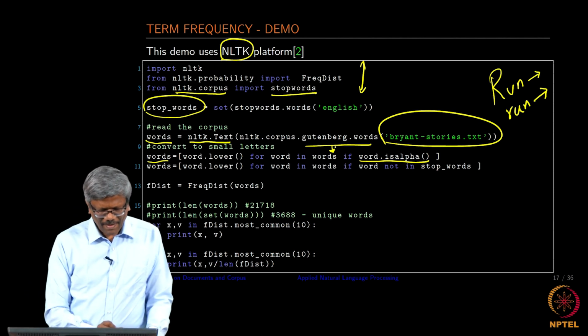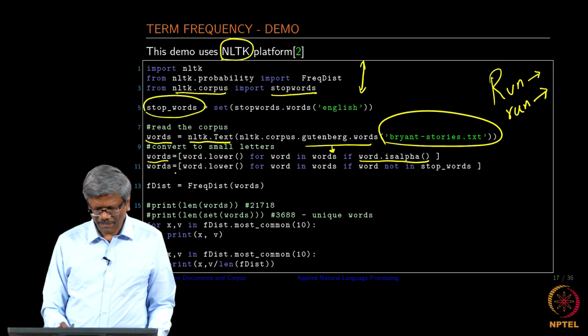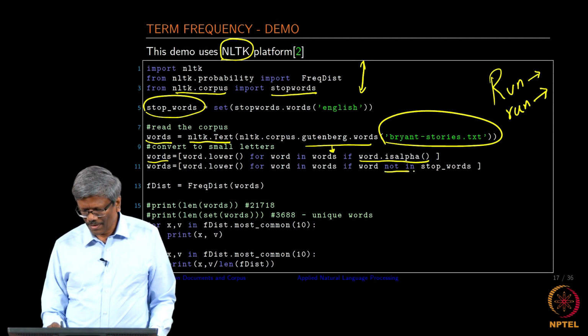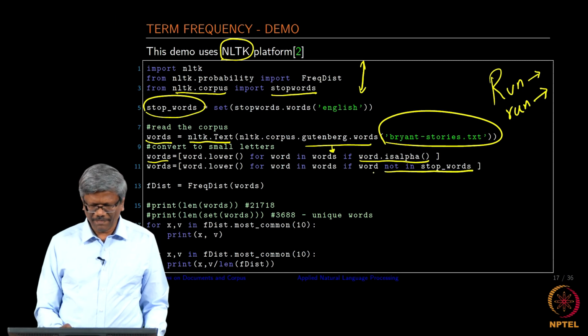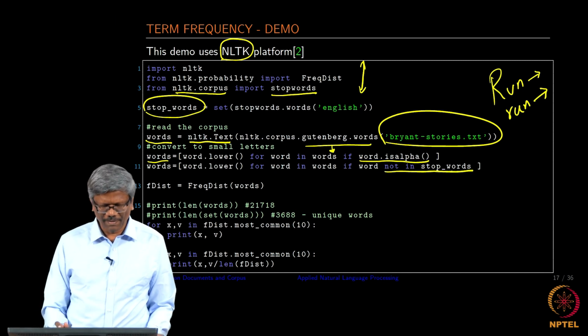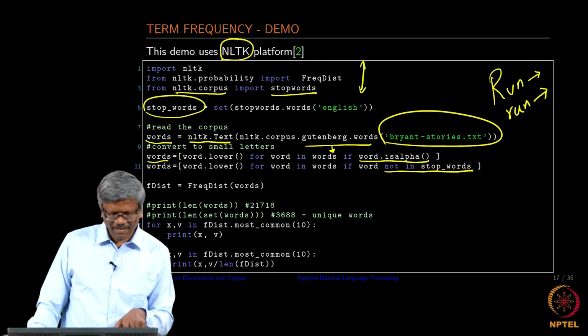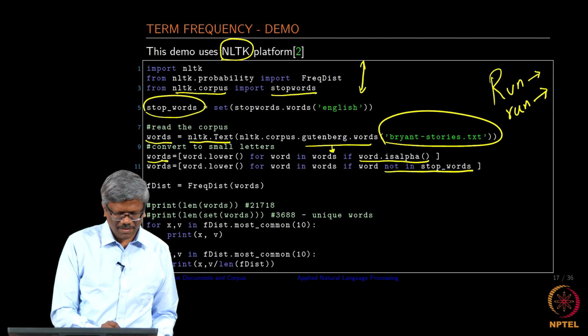After capturing only the alpha words, I am going to remove all the stop words. So, not in stop words. That means every word which is in the stop words will be removed, and only those which are not in the stop word collection will be added to the word count here.